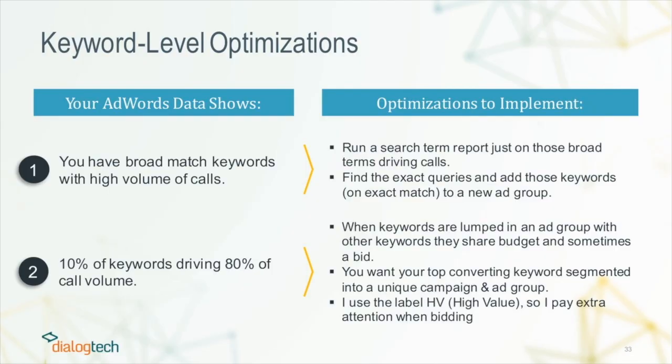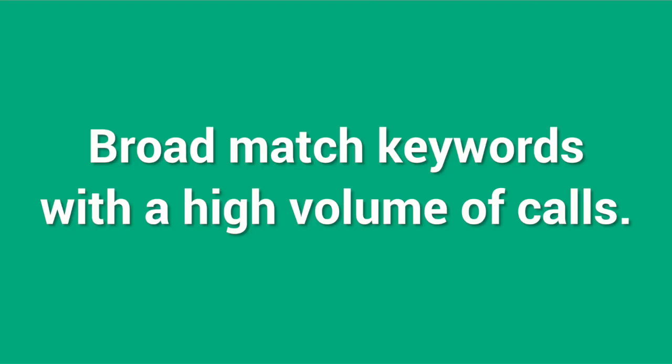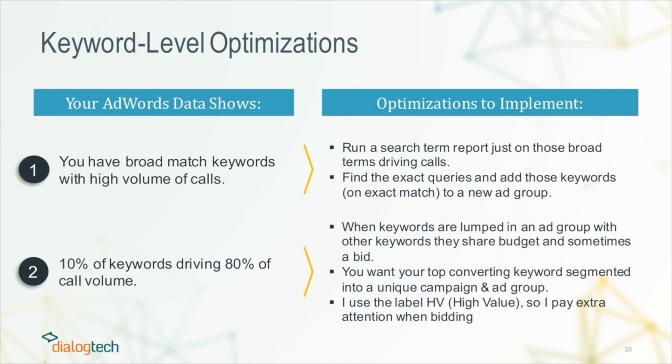So first, your AdWords data is showing you have broad match keywords with a high volume of calls. Oh, the bane of broad match. I love that we now have broad match modifier because that helps, but broad match opens us up to such a wide array of target markets. It's a good thing, but it's also a bad thing because we can spend a lot of money on one or two broad match keywords.